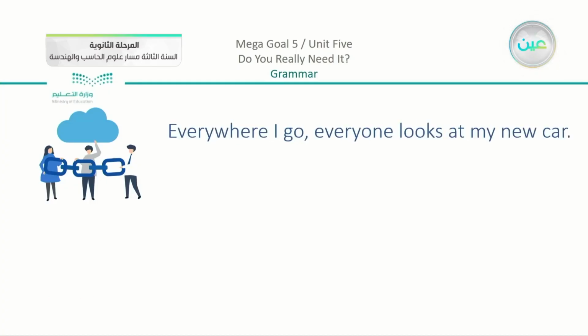Here we're going to look at this sentence. We have here, "Everywhere I go, everyone looks at my new car." Now we did mention that we have here the adverb clause at the very beginning and the conjunction everywhere, and we do have a comma.